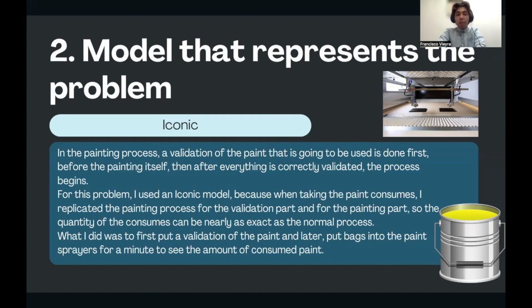For this problem, I use an iconic model because when taking the paint consumption, I replicated the painting process for the validation part and for the painting part, so the quantity of the consumption can be nearly as exact as the normal process. What I did was to first put a validation of the paint and later put it back into the paint sprayers for a minute to see the amount of consumed paint.